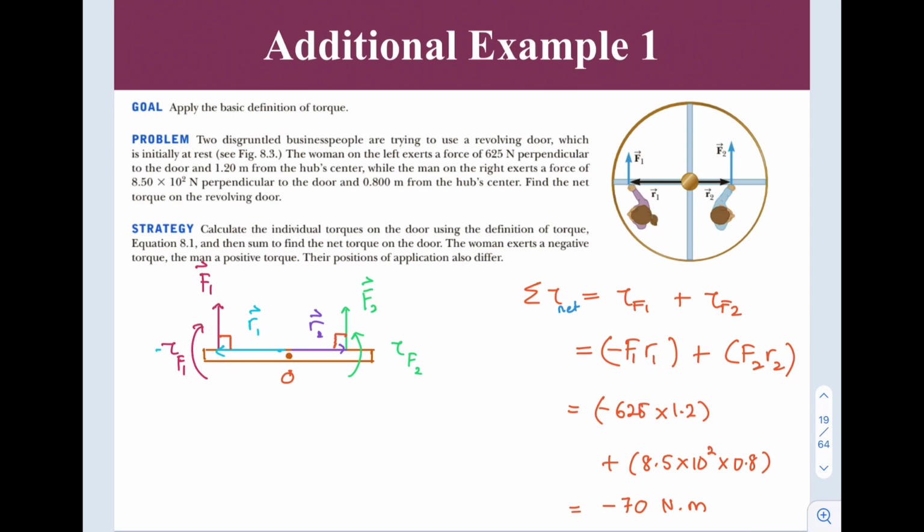So F1 R1 negative plus F2 R2, and our F1 is negative 625 times 1.2. Don't forget about the negative sign. And our F2 is 8.5 times 10 to the power of 2 times 0.8. So our final answer is negative 70 Newton meter. What does that mean? It means that the woman is the winner. The woman is going to open the door. That is the meaning of our answer.